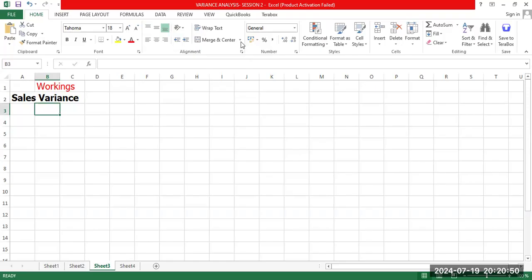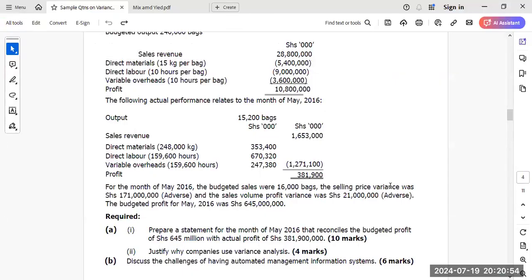Life is good here, because we are given the selling price variance and the sales volume variance. We don't need to hustle again to get those variances. Already you have them, so there is no need of wasting time. So what you're going to do is to come here.